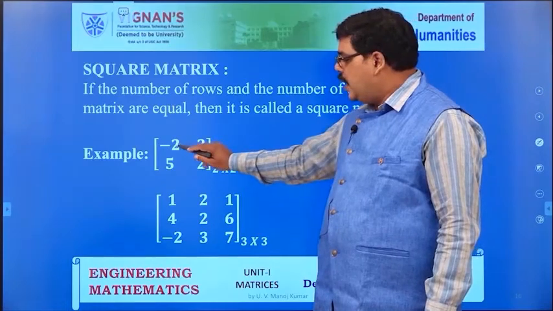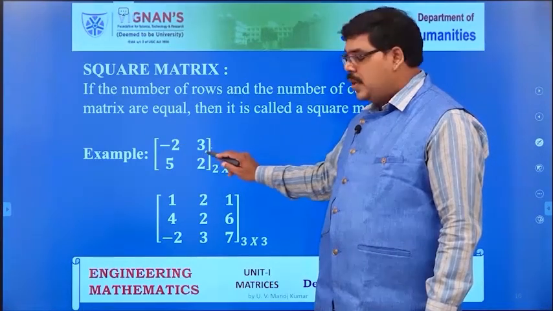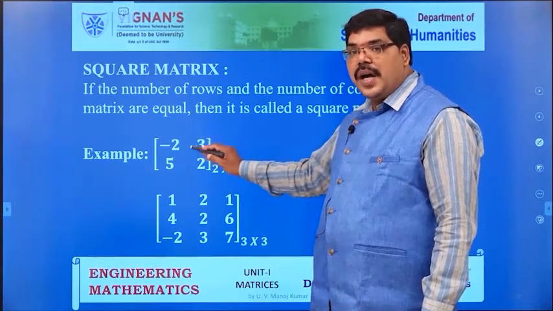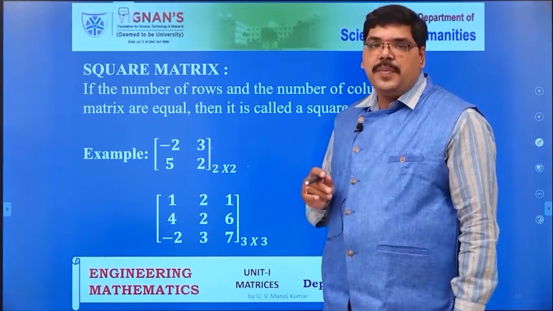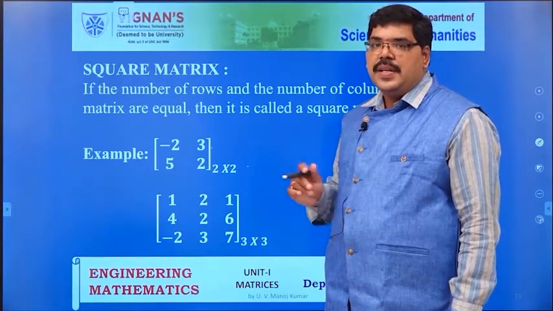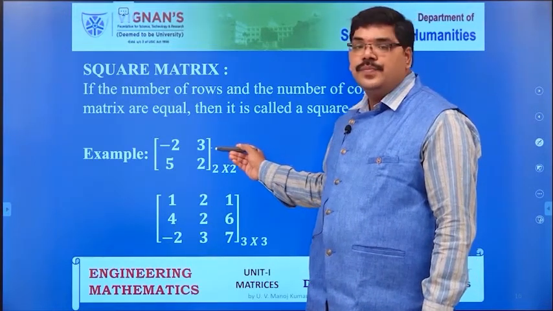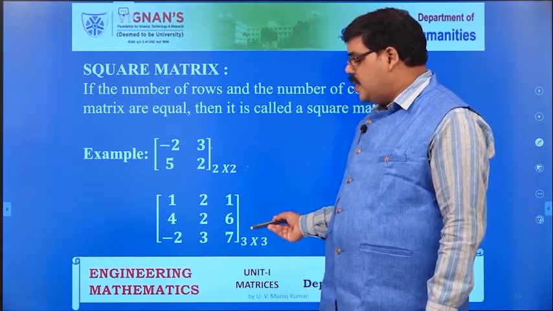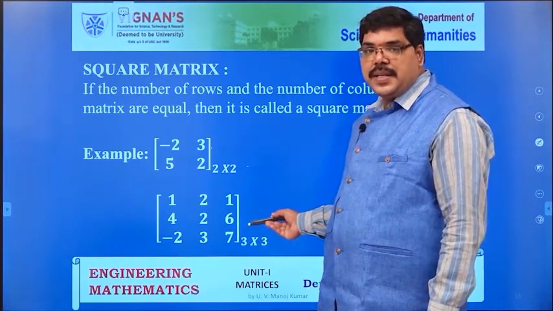So here the number of rows is 2 and the number of columns is also 2. In a square matrix, the number of rows equals the number of columns. See the examples on the board. The first example is a 2 by 2 square matrix. The second example is a 3 by 3 square matrix.